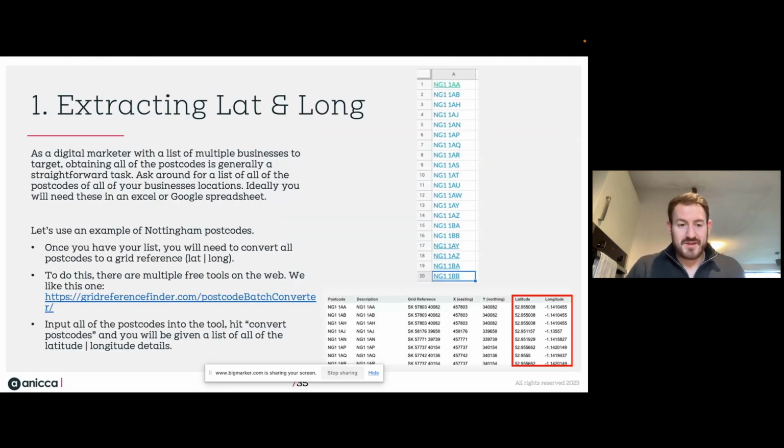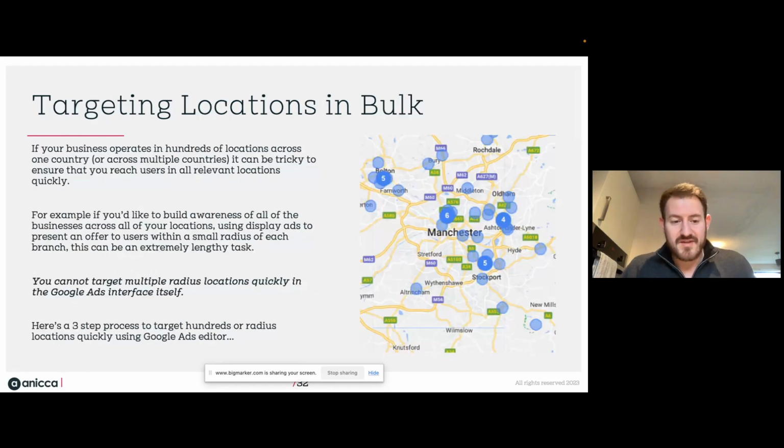So I'm going to have to jump backwards there. Unfortunately, I've got the slides in the wrong order, so apologies. But it's very helpful to be able to target locations in bulk. So if your business operates in hundreds of locations across one country, or even hundreds of locations across multiple countries, it can be very tricky to ensure that you reach all users in all of those relevant locations very quickly.